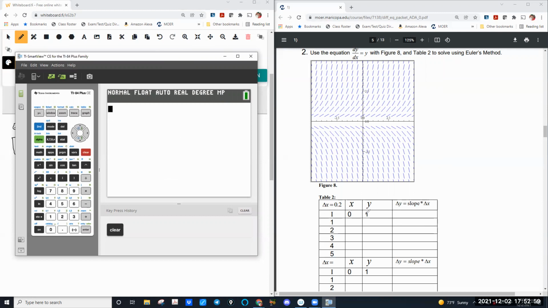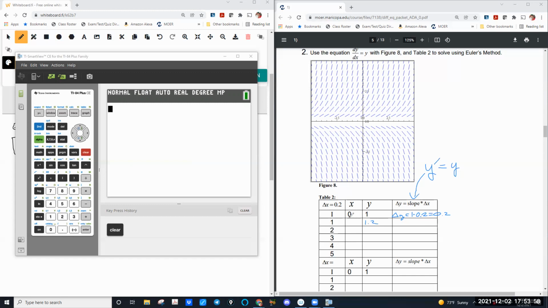All right. So again, right now I'm at the point 0, 1. Remember, this is our slope field. That is what's giving us this slope. So our change in y is equal to our slope at 0, 1. Well, the slope is going to be 1, right? Because y is 1, and putting 1 in here you get 1, times our change in x, so times 0.2. That is our change in y, 0.2. So I take y plus our change in y, and I get 1.2.